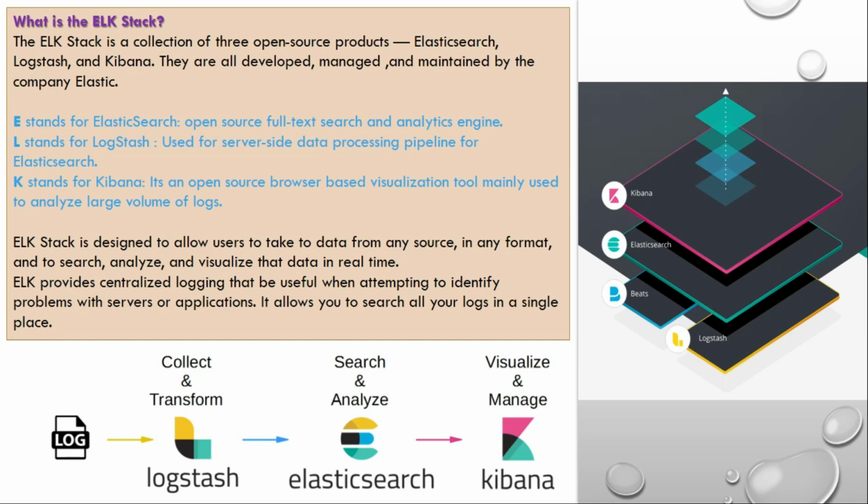So ELK provides centralized logging that is useful for identifying problems with servers and applications, and allows you to search all the logs in a single place. This is the visual diagram where the log system provides data to Logstash. Logstash collects and transforms that data and sends it through the pipeline to Elasticsearch. Elasticsearch stores the data and provides a fast search mechanism, and by using Kibana we can visualize and manage our data.